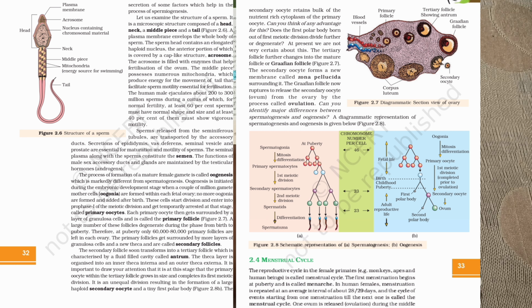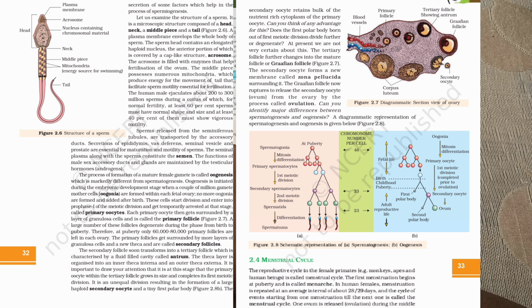The human male ejaculates about 200 to 300 million sperms during a coitus, of which for normal fertility, at least 60% of sperms must have normal shape and size, and at least 40% of them must show vigorous motility.